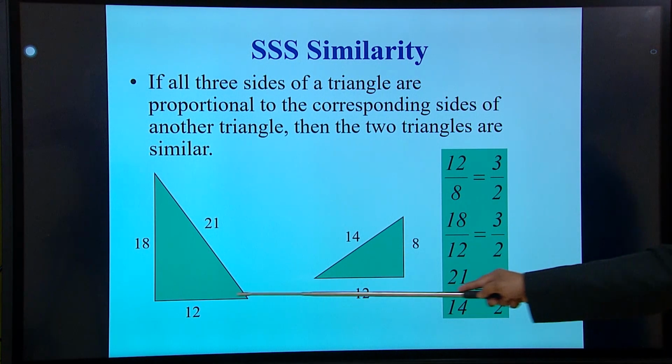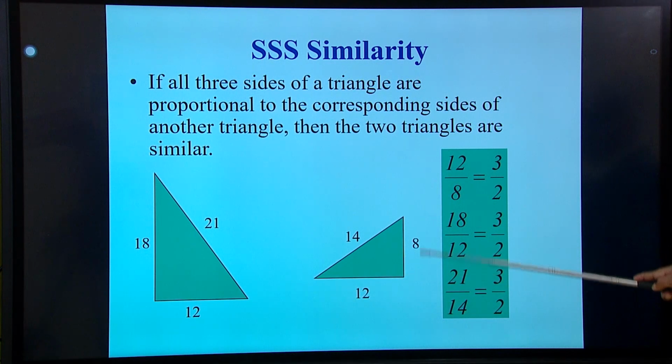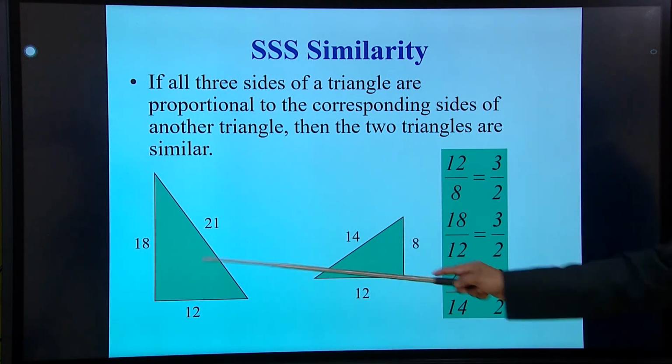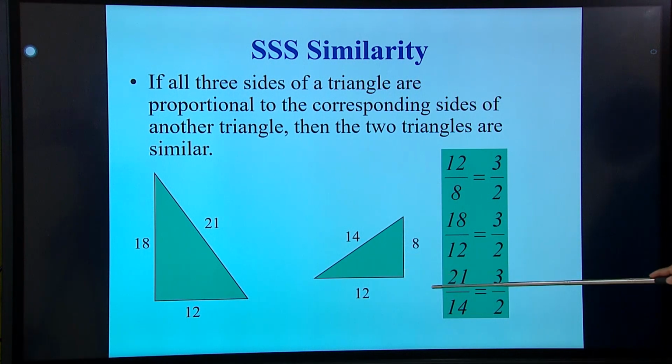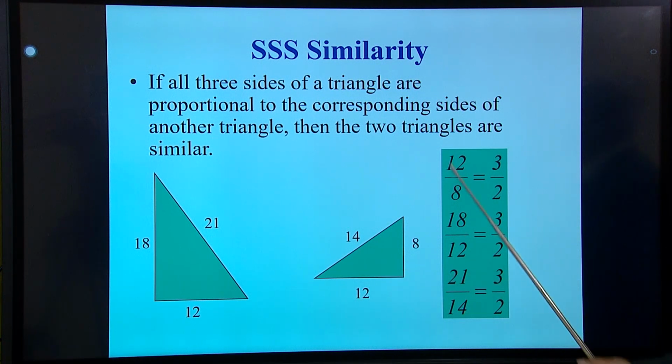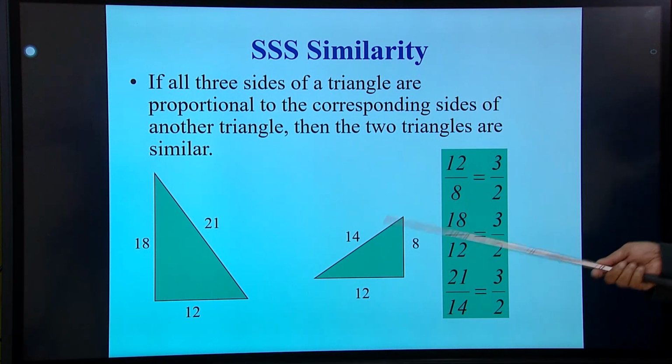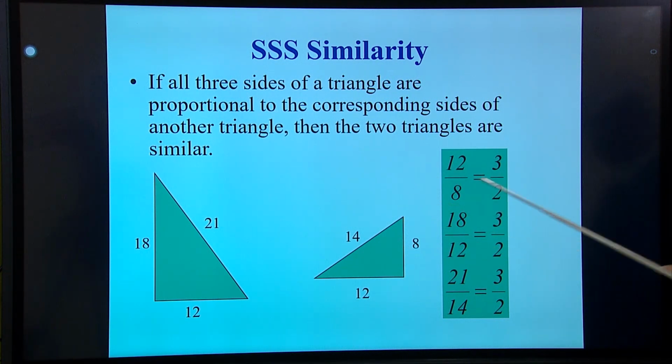Take the shortest side, which is 12. The shortest side of the other is 8. So 12 over 8 is 3 over 2. And then just to check, 18 over 12 also gives me 3 over 2. Can we see that these ratios are all the same? If that is the case, then these two triangles are similar. So if your teacher asks you to show that the two triangles are similar, all I've got to show is that the sides are in proportion and the ratios give me the same answer. So that is like a theorem that we can use.